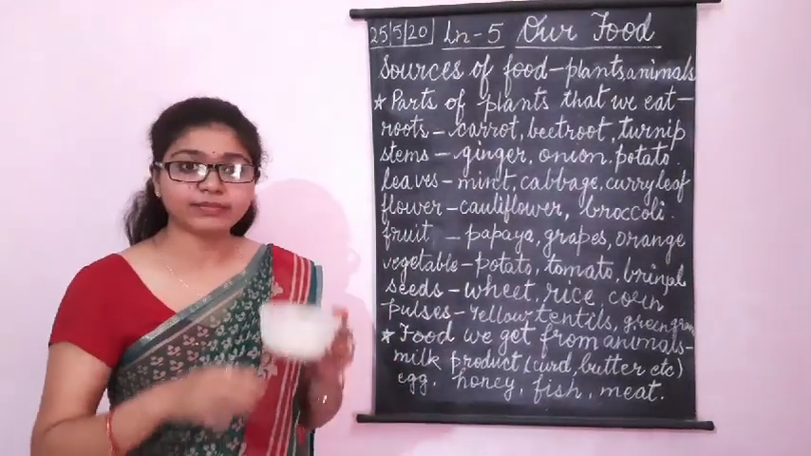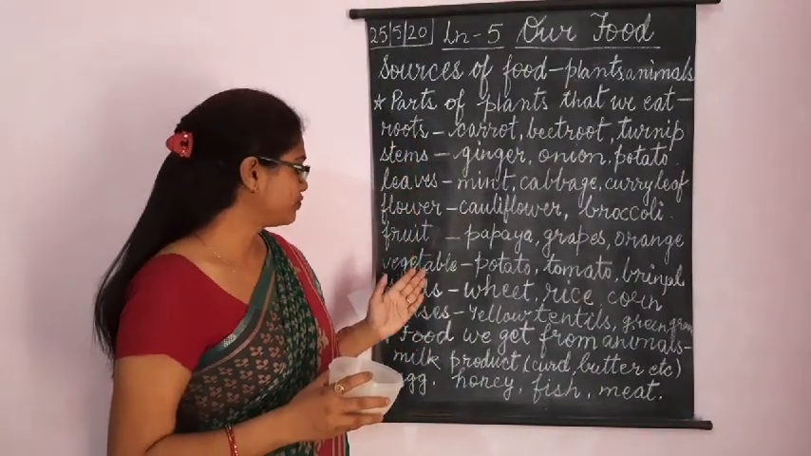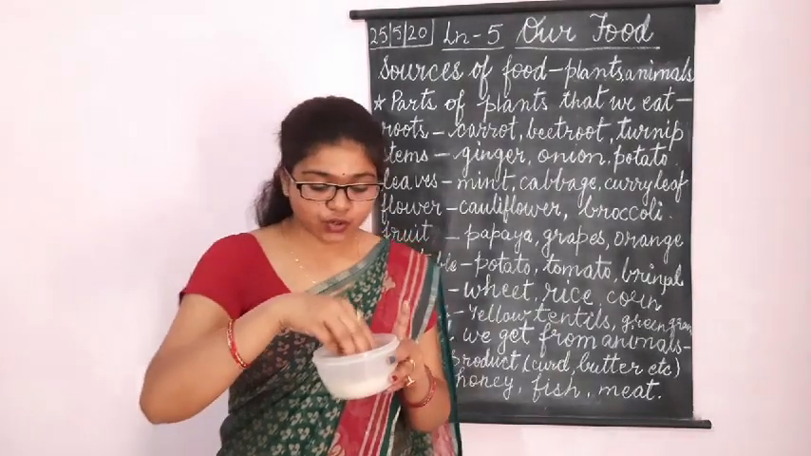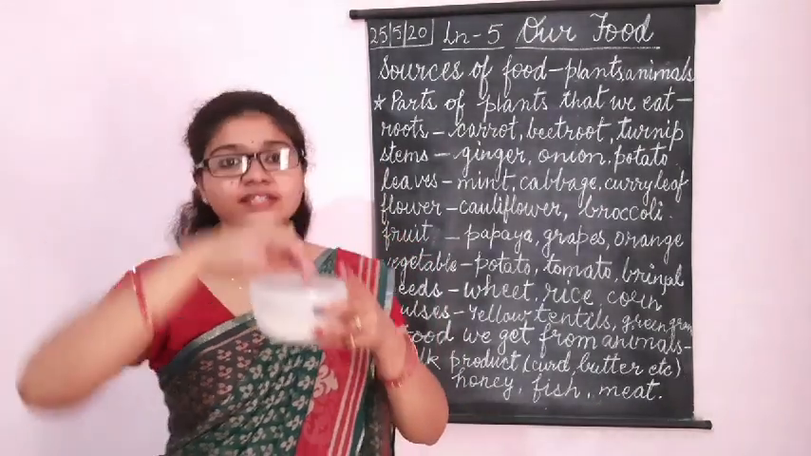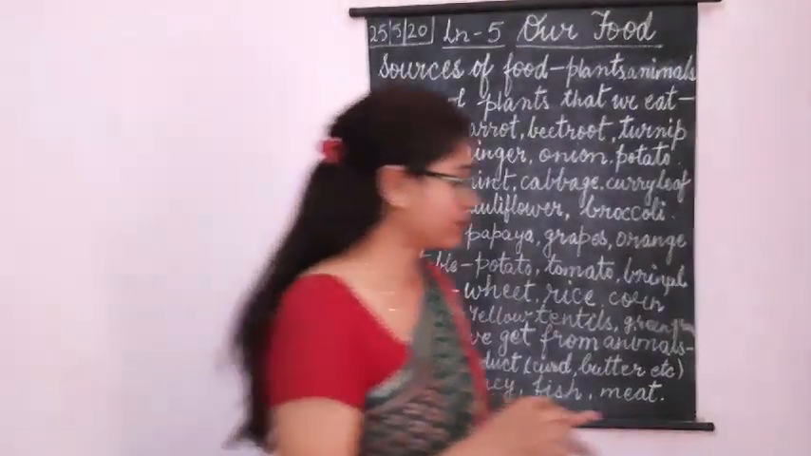In a plant, many parts are there: roots, stem, leaves, flower, fruit, vegetable, seeds, pulses. So, in a plant, this rice is a seed part and we eat it also.